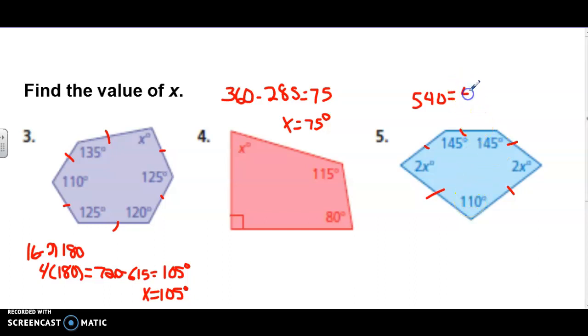So I know I have that 540. When I add them all together, it should be 400 plus 2x plus 2x, 400 plus 4x. So if I subtract 400, I get 140 equals 4x. So if I divide both sides by 4, I get 35. So x equals 35 degrees.